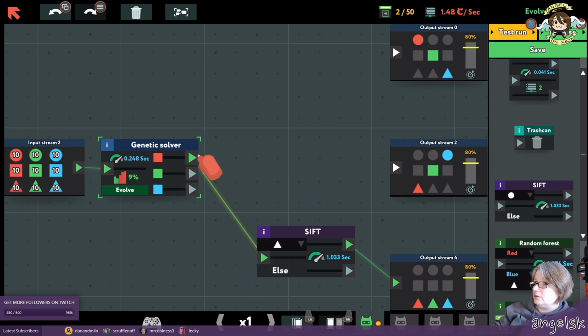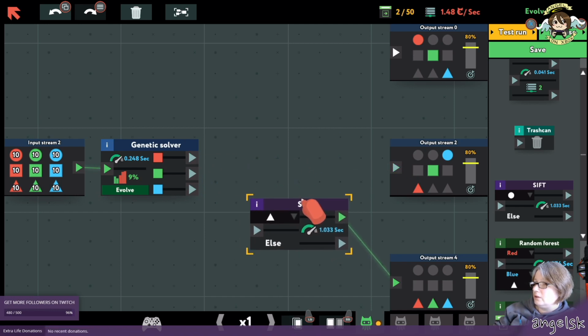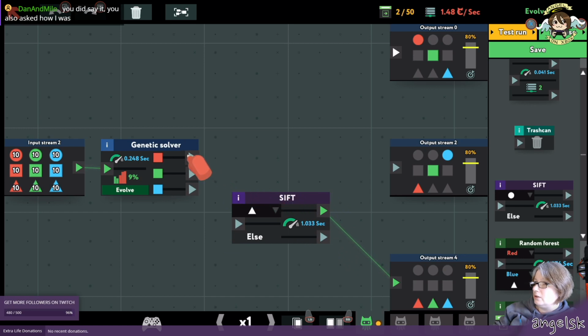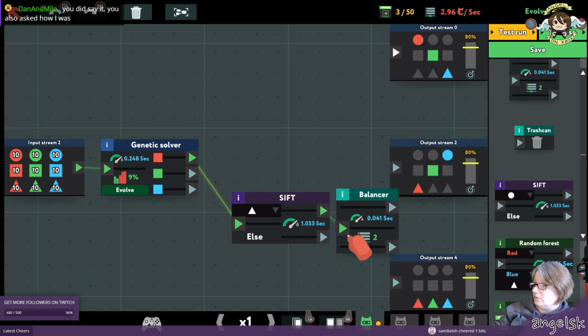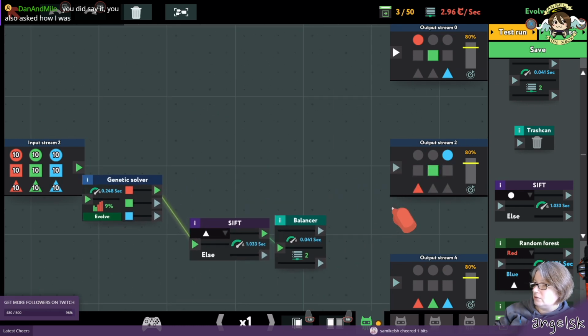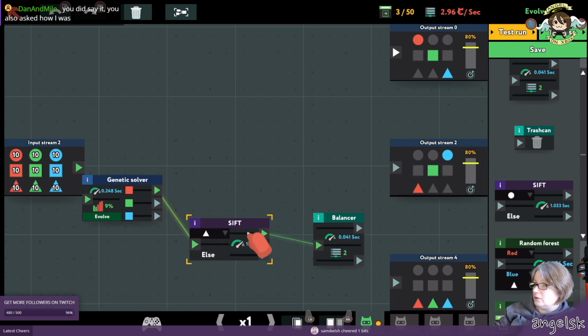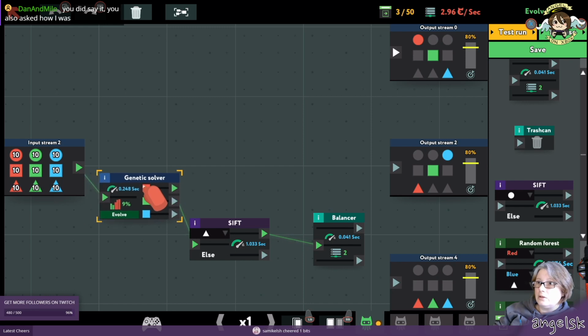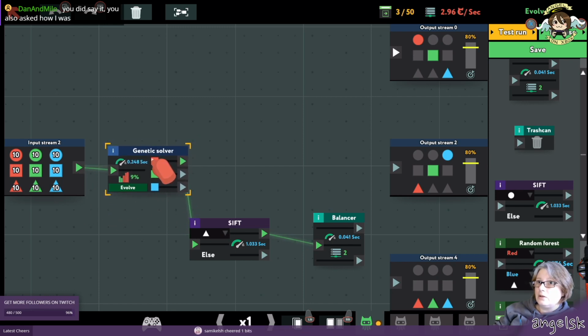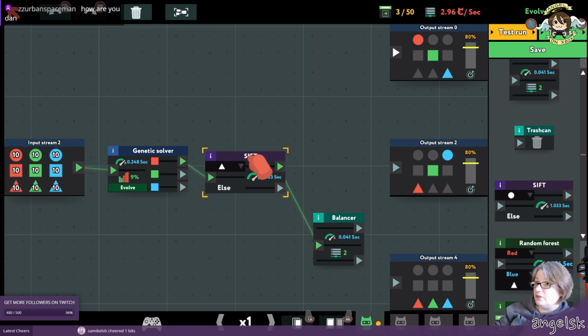Can we connect two things up? No. Okay. So if we sift red, and then we add a load balancer. Red triangles. I need to zoom out. At least I'm not imagining things. That's great.